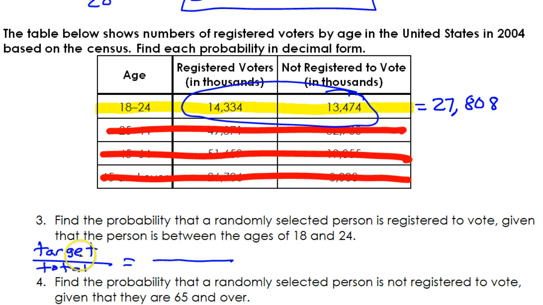Okay, so target over total, that's the total, 27,808. Now the target is registered to vote. Okay, so registered voters, that's your 14,334. Okay, so target over total. 14. Bring my calculator back.